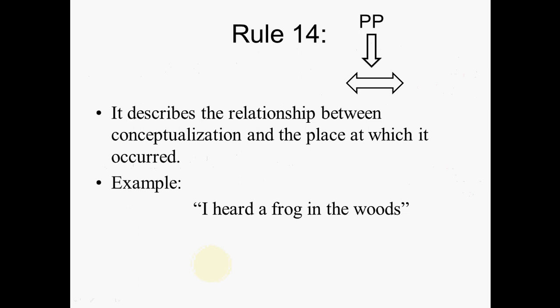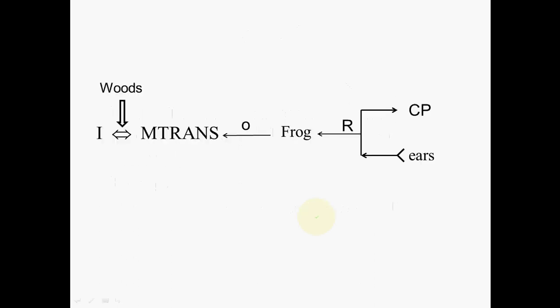Rule number 14 describes the relationship between a conceptualization and the place at which it occurred. Example: I heard a frog in the woods. Where did I hear the frog? In the woods. So this is the place. Now, what's the meaning of I heard a frog? Again, it's a memory transfer.